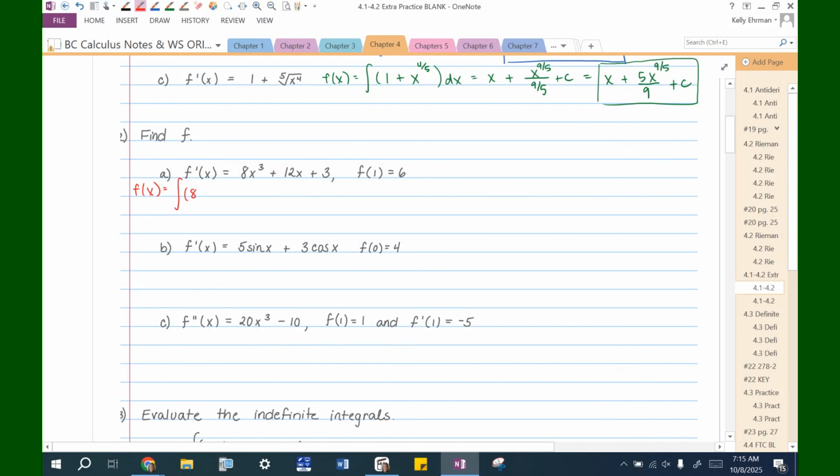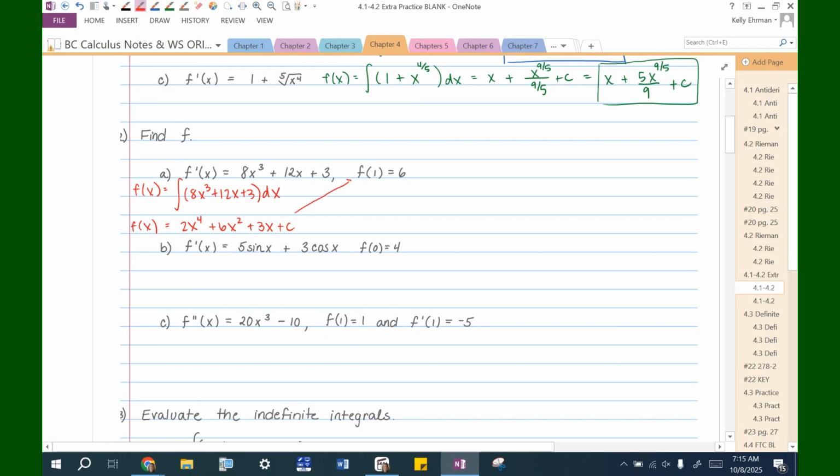So it's the integral of 8x cubed plus 12x plus 3 dx. Make sure you're writing your dx. If you don't do that, you don't get credit for the integral, for setting it up correctly. So this becomes 8x to the 4th over 4, so that's 2x to the 4th, plus 12x squared over 2, so plus 6x squared, plus 3x plus c. And so that's f of x, the general solution.